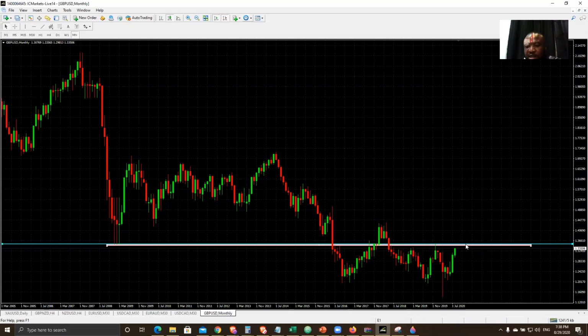So, and then it's another psychological area, the 135 level. Based on experience, I don't think the price is just going to find it easy to pop up above that area, considering the first touch, the second touch, and now this is the third touch. All right. So you have to bear that in mind.